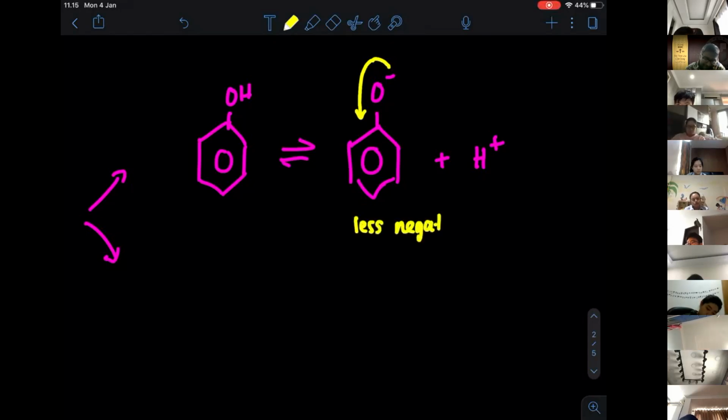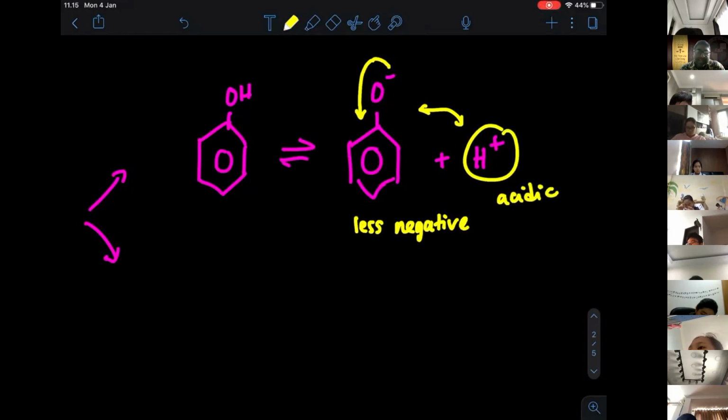So when they become less negative, they are not going to be bonded very well with the H plus. When they are not bonded well with H plus, it means there's a lot of H plus remaining. So if you have a lot of H plus remaining, basically they are going to be acidic.